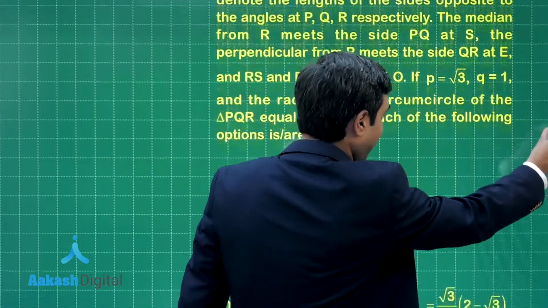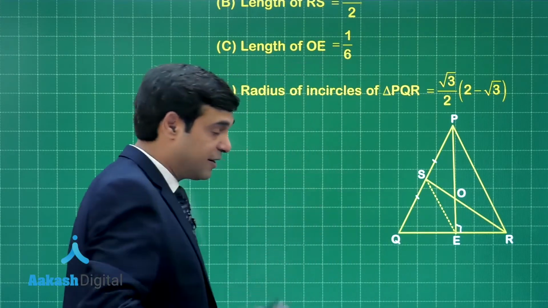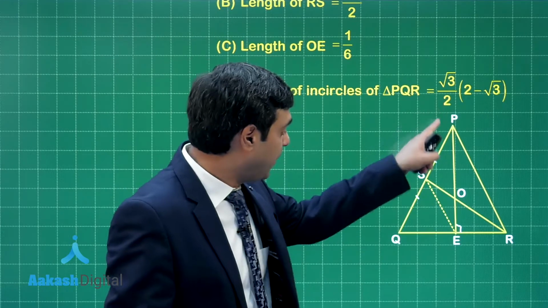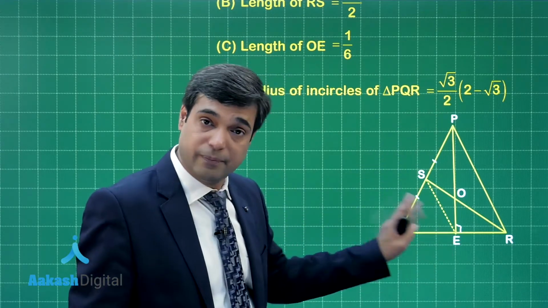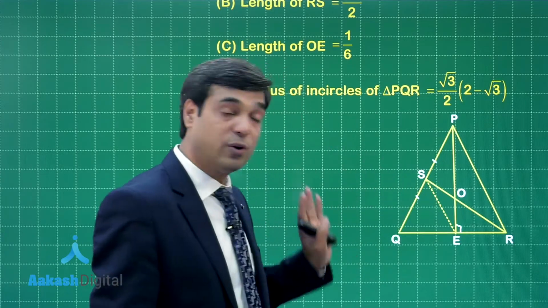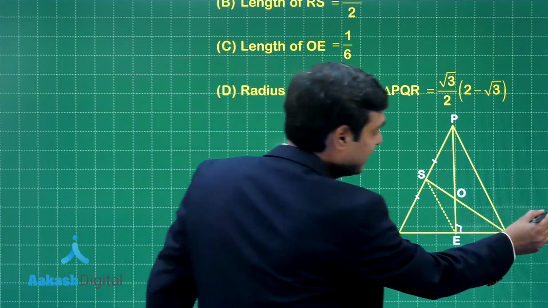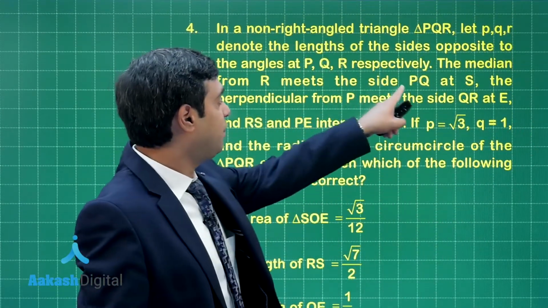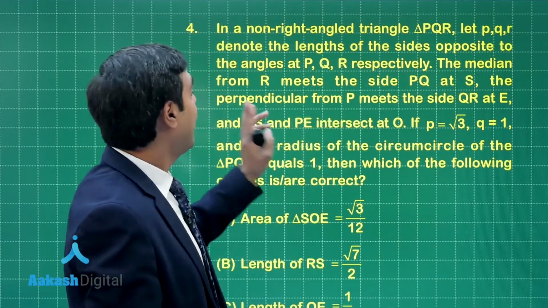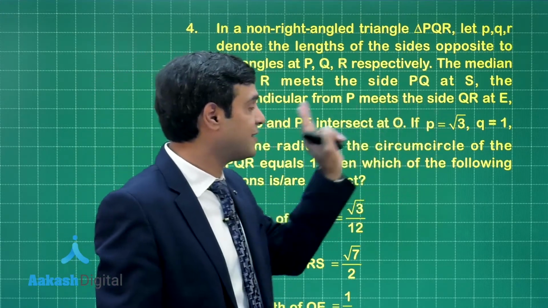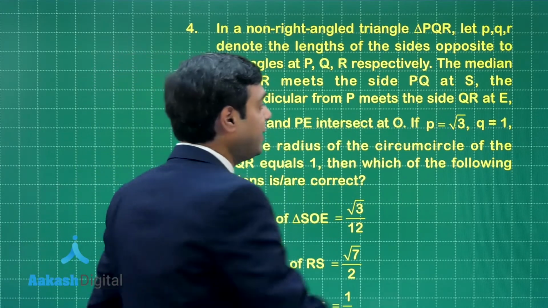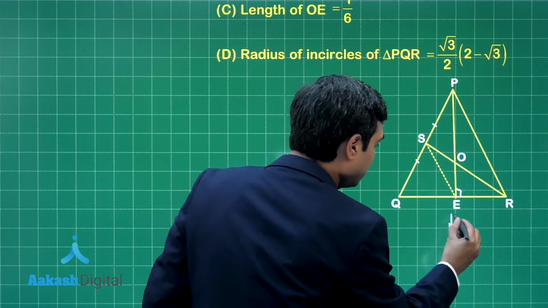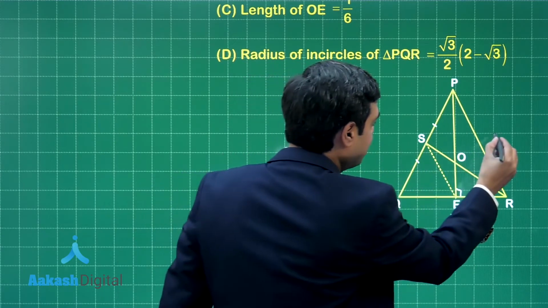So let's first draw the triangle. We can draw the triangle in this fashion, PQR, correct? Now, it is given that from P you draw a perpendicular, and from R you have drawn a median. Let's check again: the median from R meets the side PQ at S, and the perpendicular from P meets the side QR at E. Length p is given as root 3, and length q is given as 1.